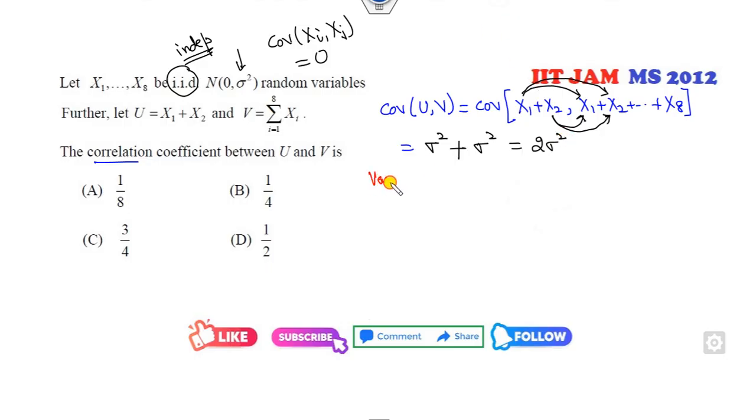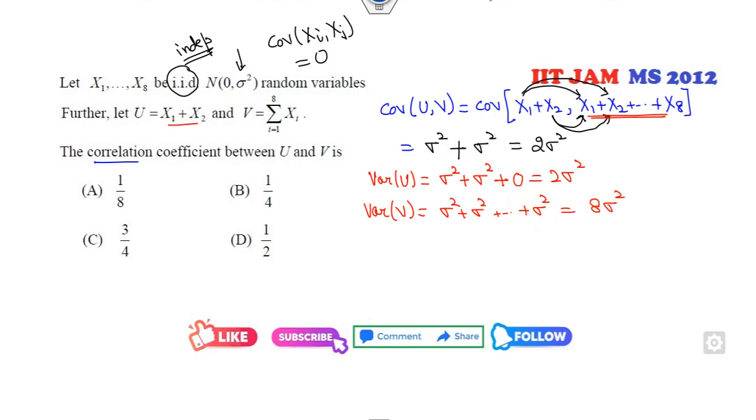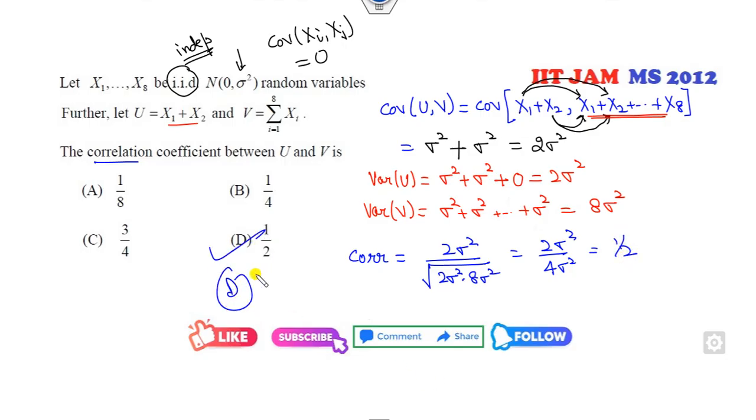Now I can find the variance of u. Variance of u is variance of x1, variance of x2 plus covariance which is 0. Similarly, I can find the variance of v, because v is here. Again they are independent, so it is sigma square plus sigma square up to sigma square. The answer is 8 sigma square. Now I can substitute the values in the correlation. That's the covariance divided by the square root of the variances. So it will be 2 sigma square over 4 sigma square. The answer is 1 by 2, which is the right answer.